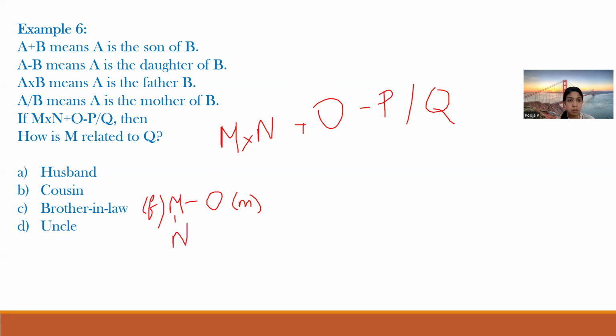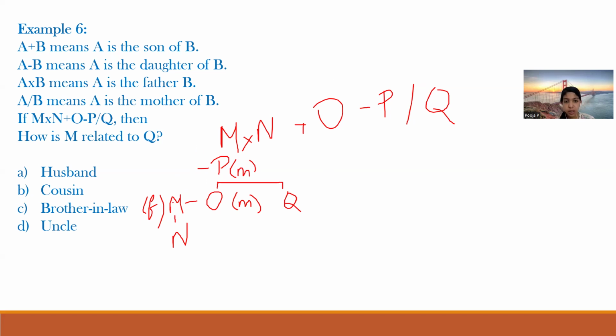A minus B means A is the daughter of B. O minus P, O is the daughter of P. So O has a parent called P. We don't know whether it is father or mother. We'll figure it out. A divided by B means A is the mother of B. P by Q, P is the mother of Q. So P has another child, Q. Father is not mentioned. How is M related to Q?